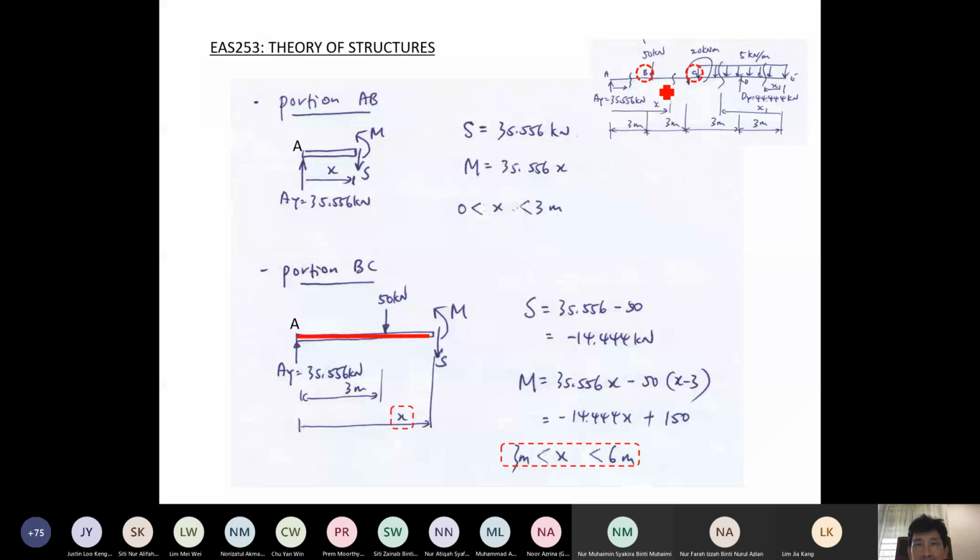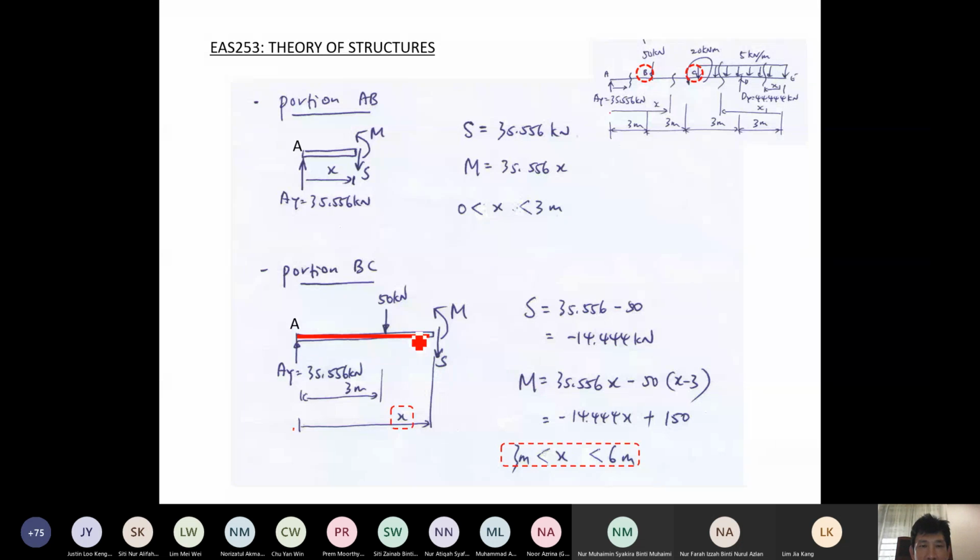So since the second cut is anywhere between B and C, X again starts from origin A. Then draw the positive shear and positive bending moment directions, so you get the equilibrium equation. From the equilibrium equation, I get S equal to negative 14.444, S going down, plus this one going down 50, equal to going up, then we get S equal to negative 14.444. Bending moment, take at the cut section.